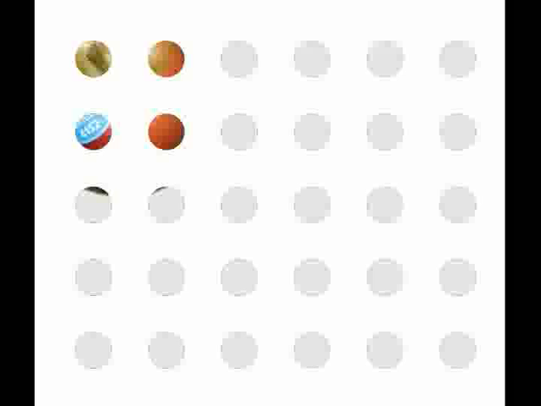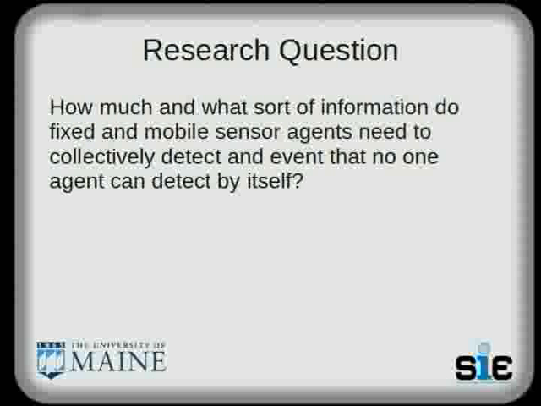However, these smaller bits of information, together with preconceived notions of what might be going on, form a bigger picture out of limited data. This leads to the question of how much and what kind of information do fixed and mobile sensor agents need to collectively detect an event that no one agent is able to detect by itself.